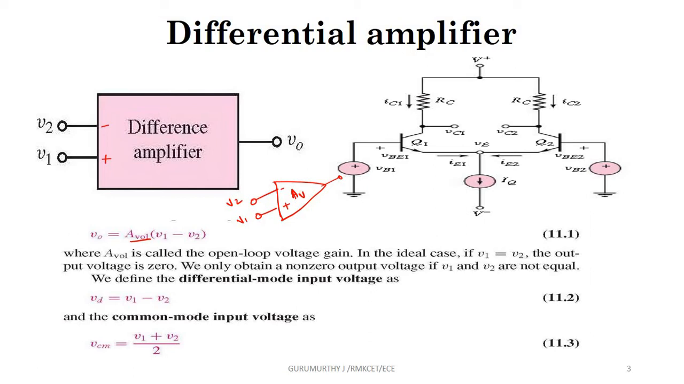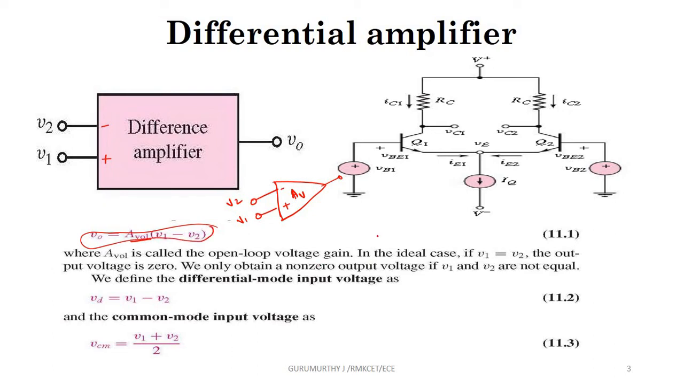I am going to operate this in open loop. There is no feedback from output to input. If that is the case, the output is A_OL, where OL means open loop, times (V1 minus V2), with V1 positive and V2 negative. So this is the gain of the differential amplifier.